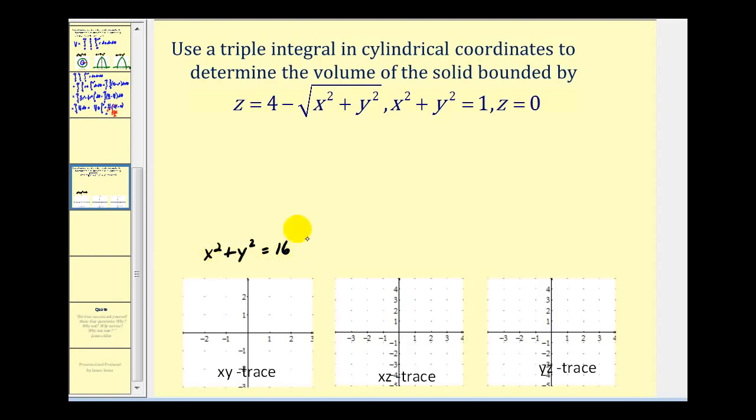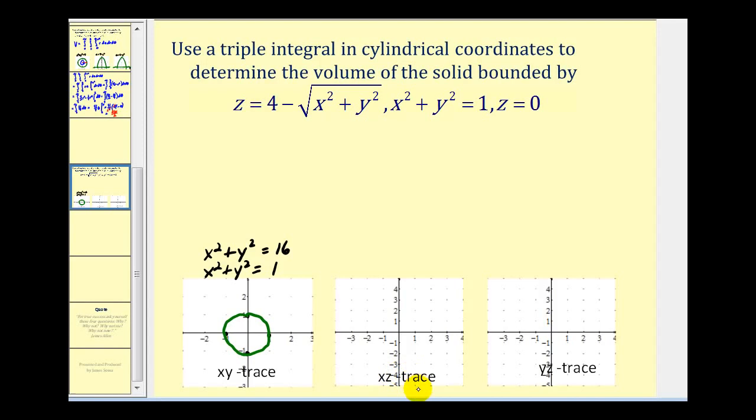But we're not actually going to use this trace because if we take a look at the other trace, x squared plus y squared equals 1, we're looking for the volume that's inside this smaller cylinder, so we're only going to sketch the circle with radius 1 centered at the origin. So here's our xy trace that we need.